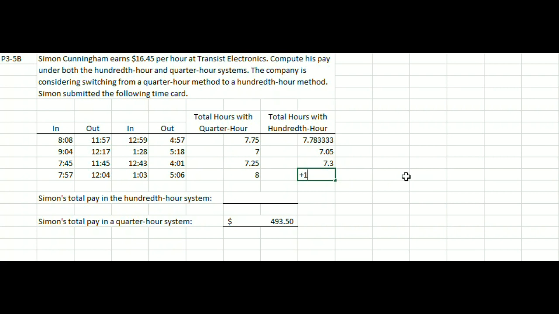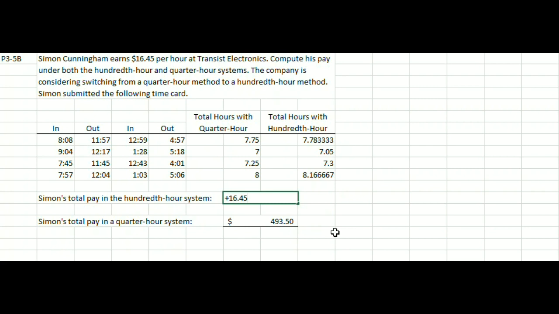On the final day, we have 17 plus 6 over 60 for 5:06 p.m. minus 13 plus 3 over 60 for 1:03 p.m. plus 12 plus 4 over 60 for 12:04 p.m. minus 7 plus 57 divided by 60 for 7:57 a.m., for a total number of hours of 8.16667.